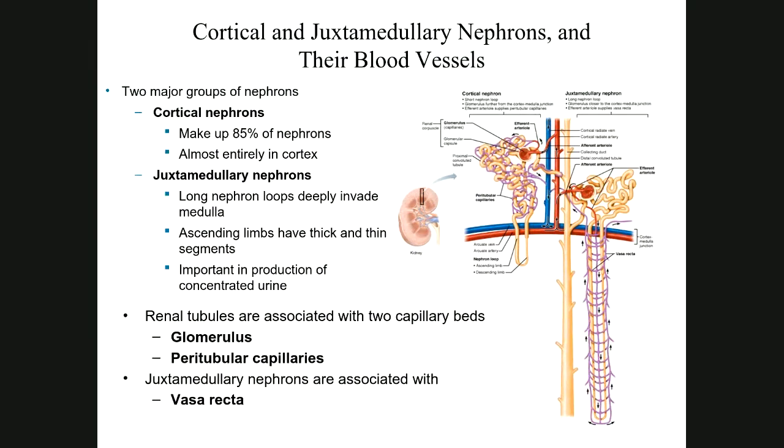What about their blood vessels and supply? Well, the renal tubules are associated with two capillary beds. We have the glomerulus, all right? And we have also another capillary bed. We call it the peritubular capillaries. The juxtamedullary nephrons are associated with the vasa recta.